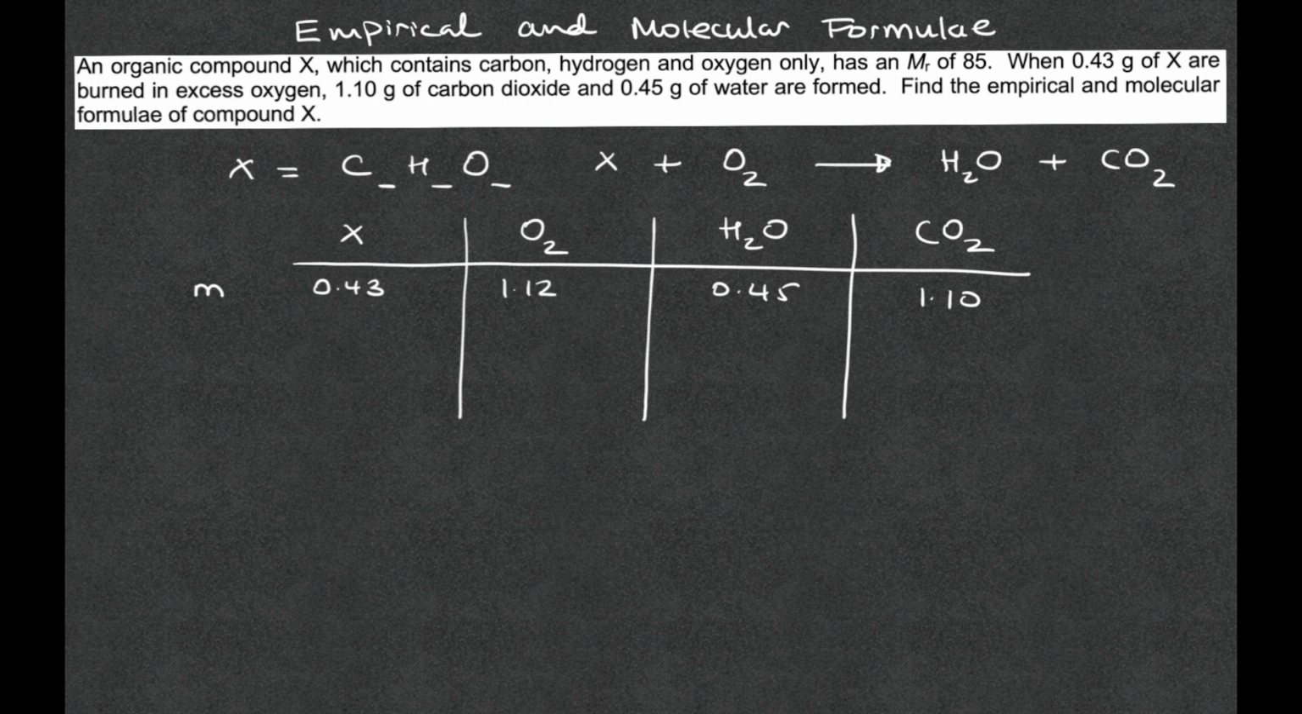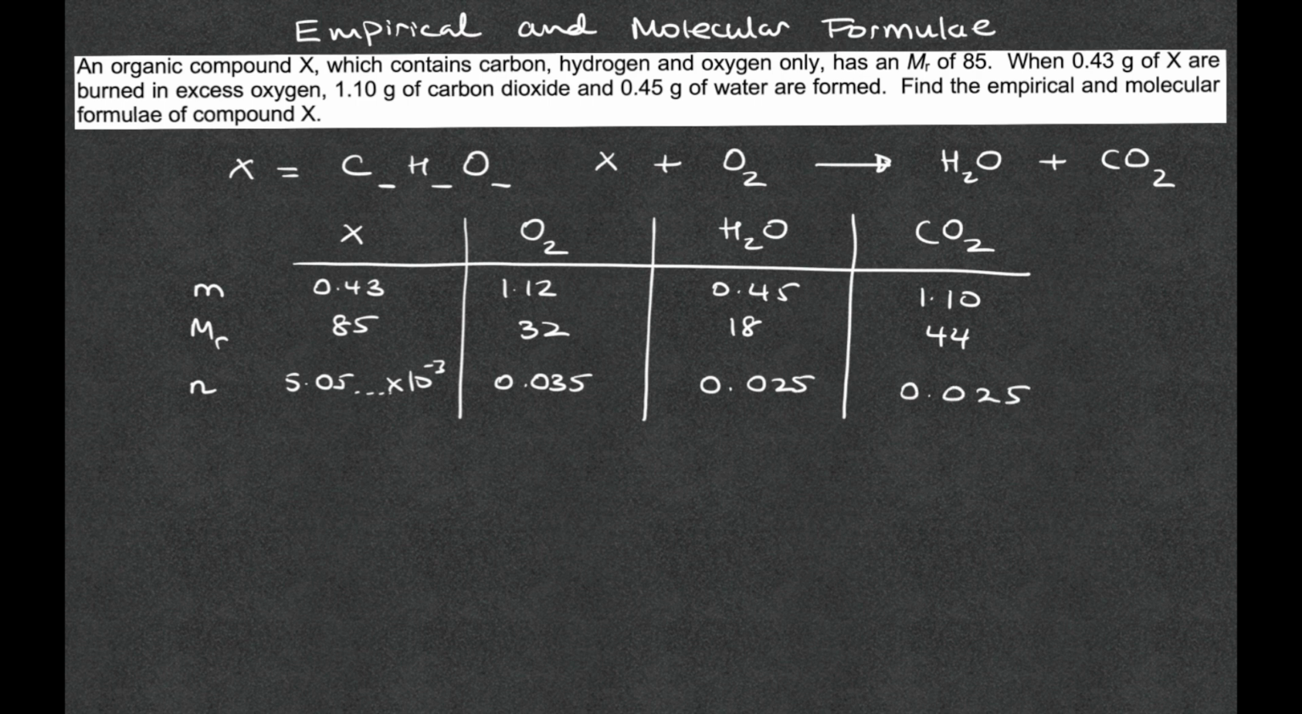Okay, so let's now work out the number of moles. Number of moles is mass divided by the molecular mass, Mr. Obviously we don't know what the molecular mass, well actually no we do. We are given that the molecular mass of X is 85 and oxygen is 32, water is 18 and carbon dioxide is 44. So the number of moles of each of the compounds are going to be 5.05 times 10 to the power of minus 3, and 0.035 for this, 0.025, and the same for carbon dioxide.